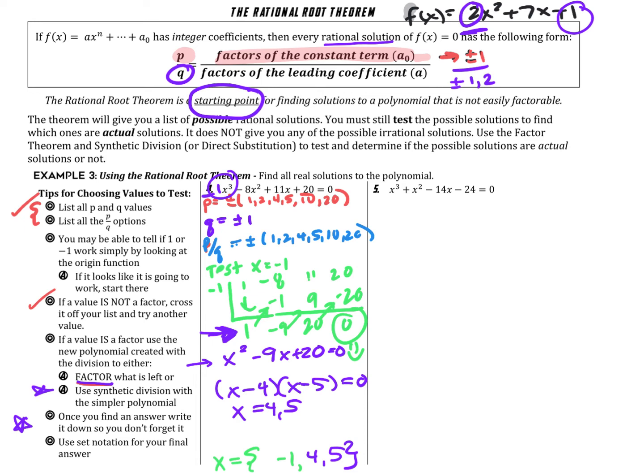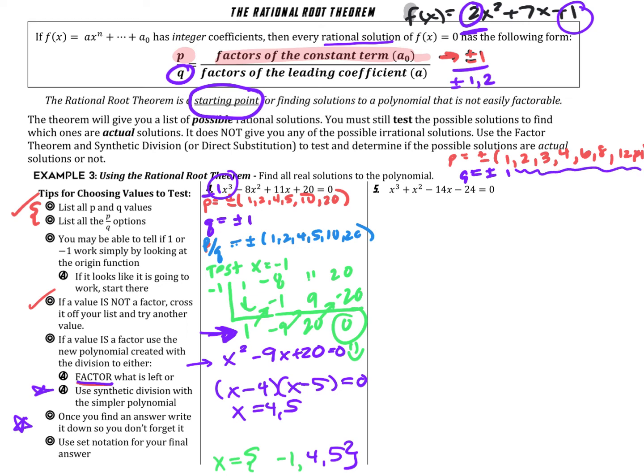So let's list our P's and Q's. I'm going to come up here so I have a little bit more space. Things that are factors of 24: 1, 2, 3, 4, 6, 8, 12, 24. Lots of numbers there. Q, I just want to point out, is again plus or minus 1. That's the leading coefficient.